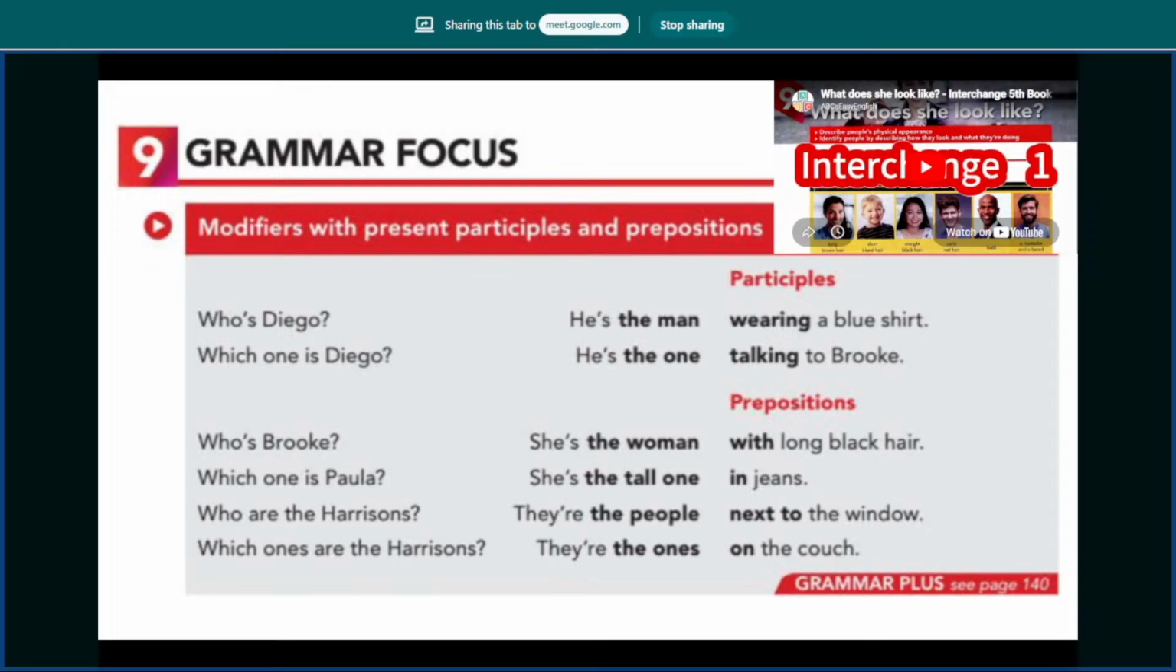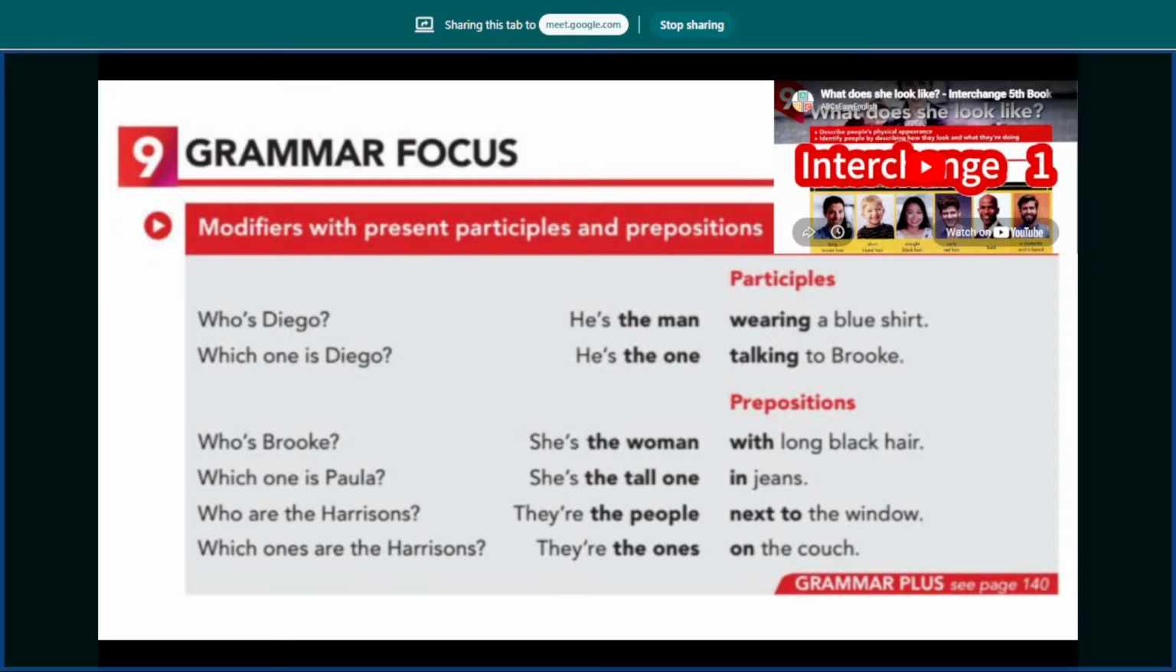Now, as I said, there are two ways we can describe people. First way is by saying where they are and what they are wearing. We can refer to who they are standing next to or what they are sitting on. For example, we can say they are the ones on the couch. They are the people next to the window. Or what they are wearing, so we can say she is the tall one in jeans. She is the woman with long black hair. With, we can also use for what they are carrying, for example with a brown purse or big bag.